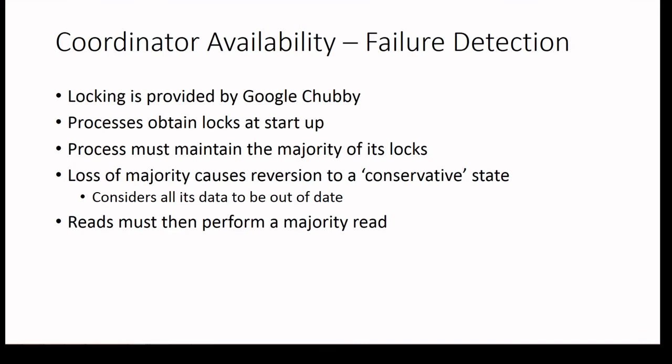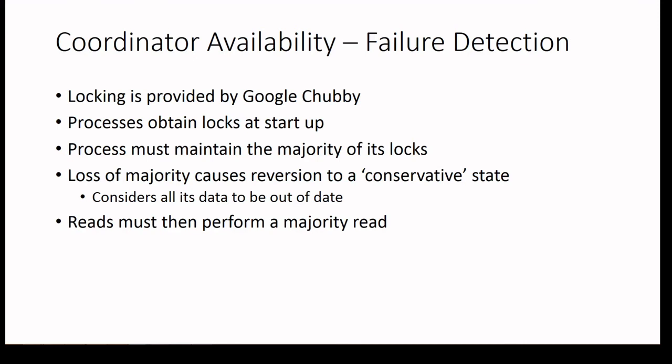So if coordinators are vulnerable to network failures, how do we detect these network failures and how do we recover from them? Well, that's primarily provided by the use of Google Chubby. Google Chubby is a locking service that one of the previous papers covered as well, but I'll cover it briefly. The basic idea is that at startup, each process obtains a number of locks. These locks have to be maintained. They're maintained basically by sending a ping to the Google Chubby server saying that I'm still here.